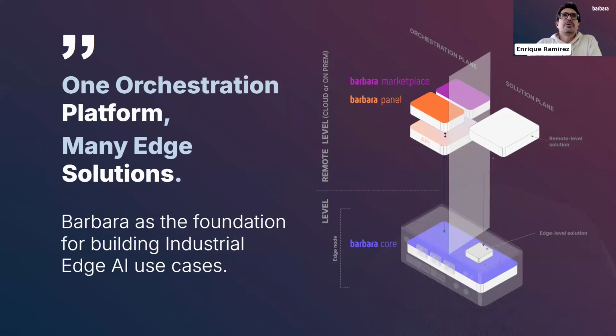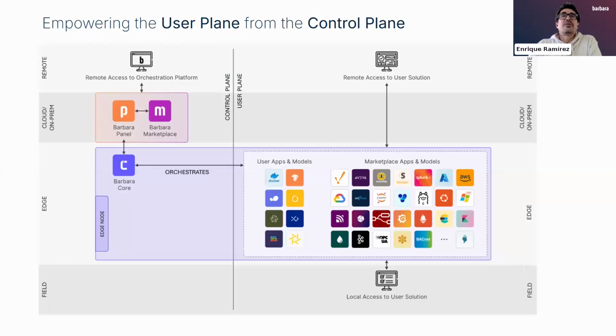Well, we have seen this diagram, and this is another way of seeing more or less the same. Here we have an edge node. Inside the edge node, we have this Barbara core, which is the OS that is running inside the hardware, and it is communicating with Panel. As you can see, using Panel, we can install and deploy different kinds of applications. So check that we have the possibility to install Marketplace applications and models, as we mentioned before.